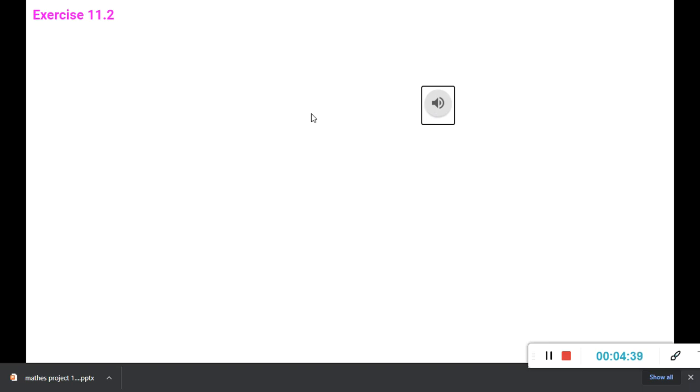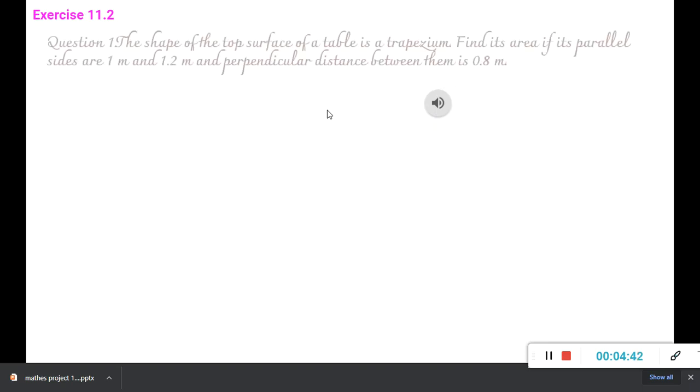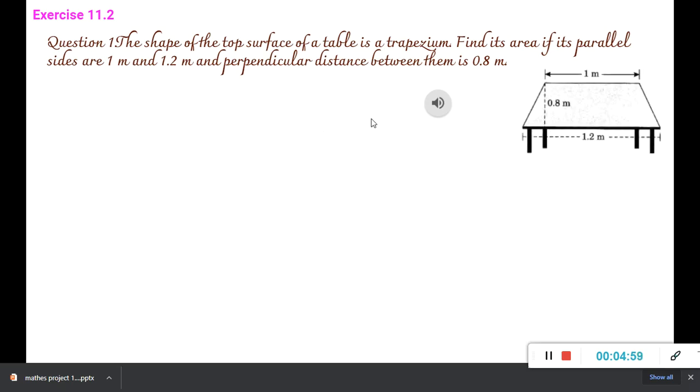That is exercise 11.2, question number 1. The shape of the top surface of a table is a trapezium. Find its area if its parallel sides are 1 meter and 1.2 meter and the perpendicular distance between them is 0.8 meter. The perpendicular distance means our height, and the two parallel sides are already given, 1 meter and 1.2 meter. Now first put the formula. Area of trapezium is equal to half into (A plus B), the sum of parallel sides, A and B being both the parallel sides, into height h. So half into (A plus B) into h. Now enter the numbers.